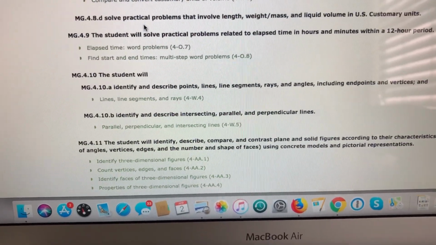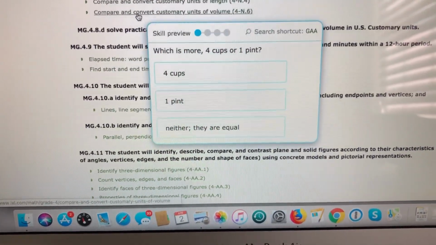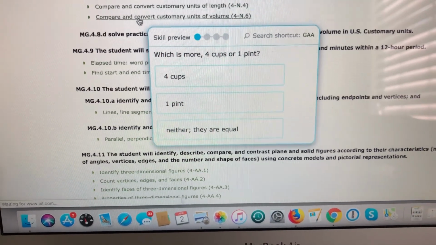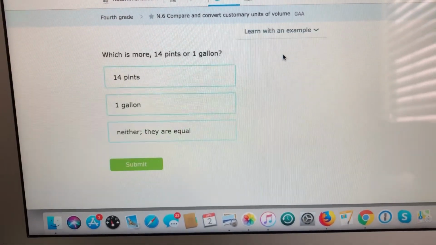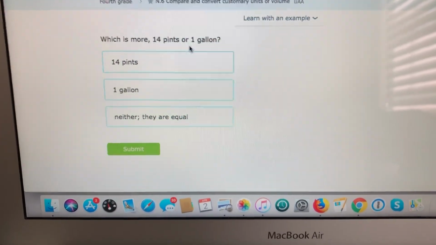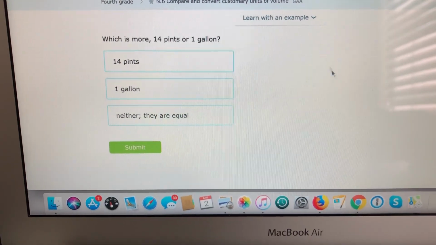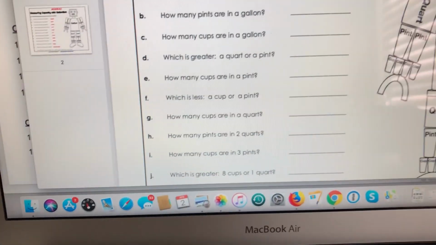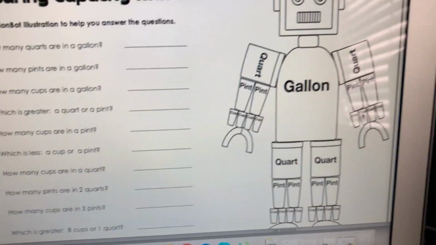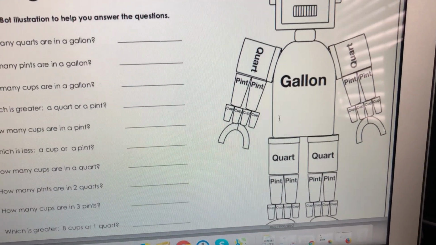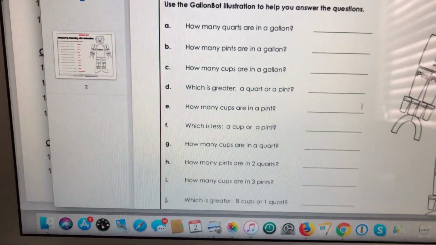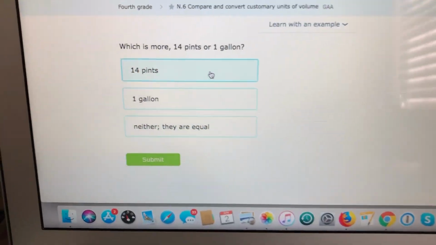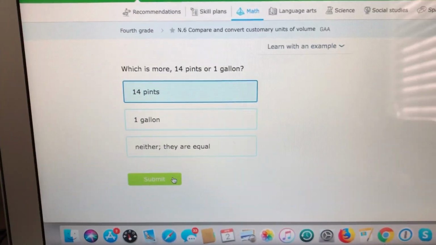Let me show you the last one, which is compare and convert customary units of volume, which is liquids. Which is more, 14 pints or 1 gallon? Going back to gallon man here. There are 8 pints in 1 gallon. So therefore 14 pints is going to be much larger than 1 gallon.